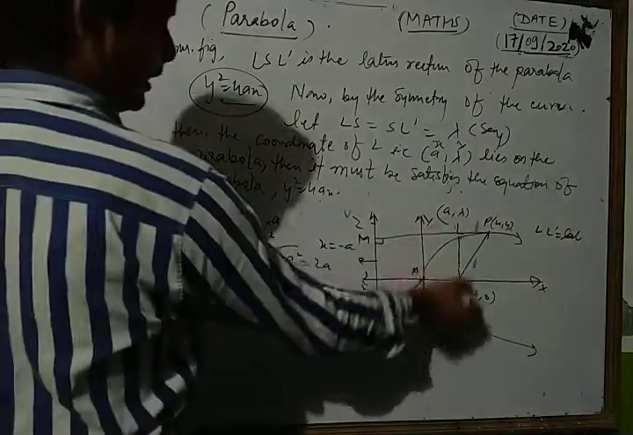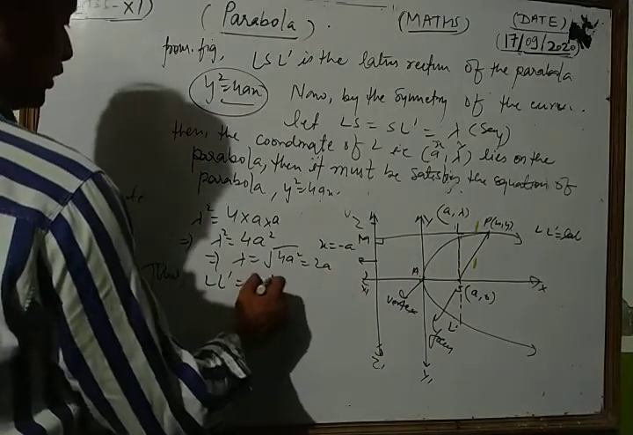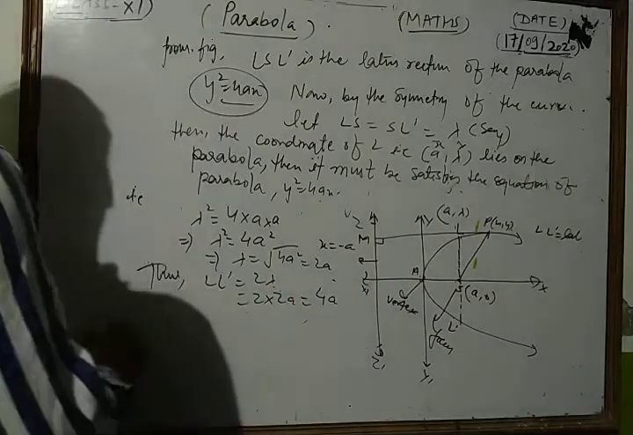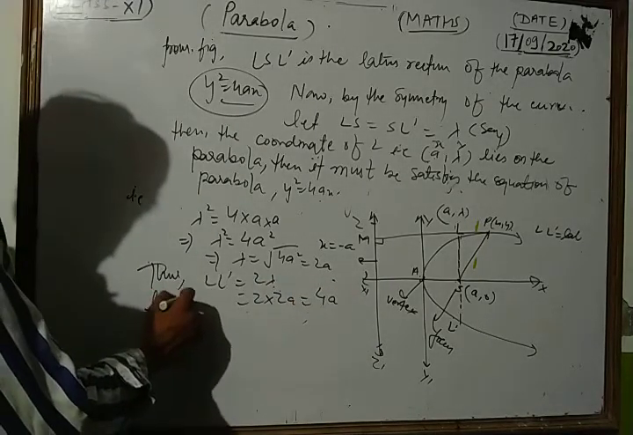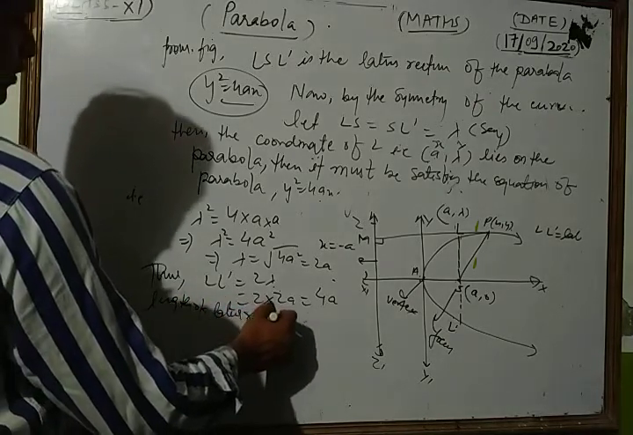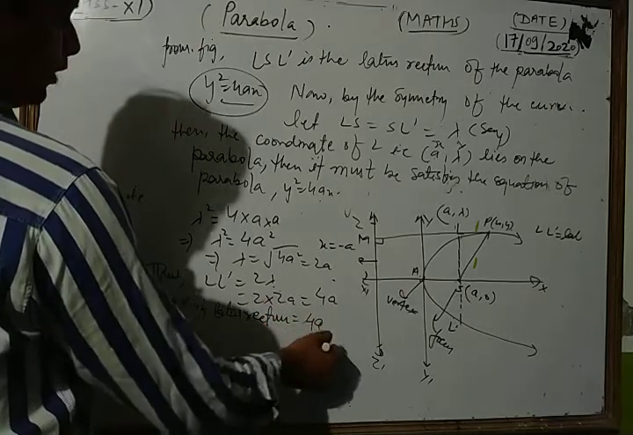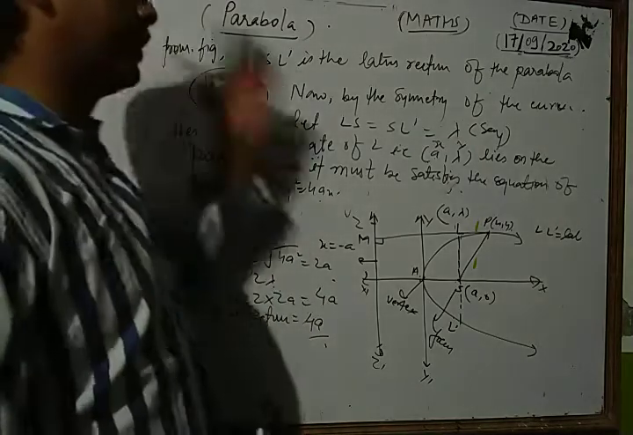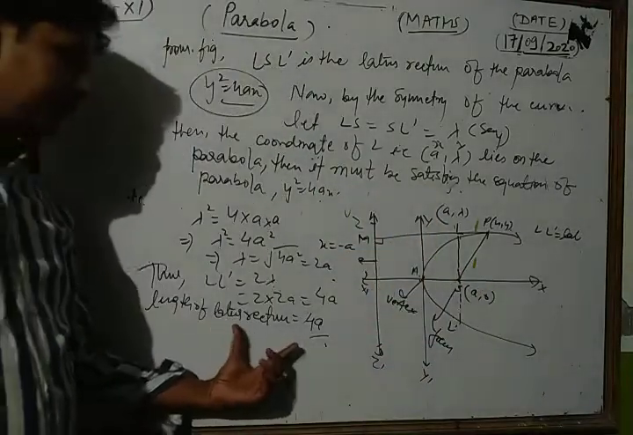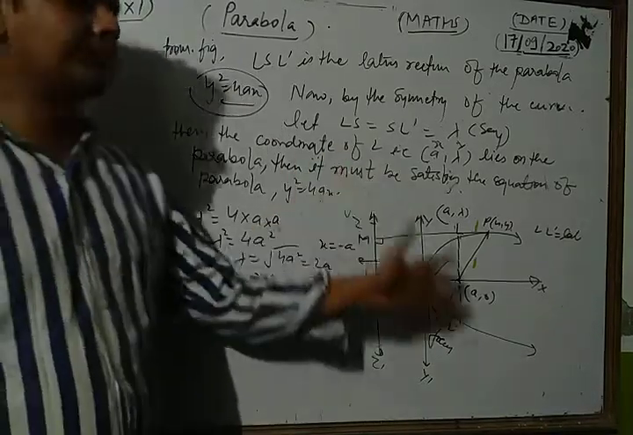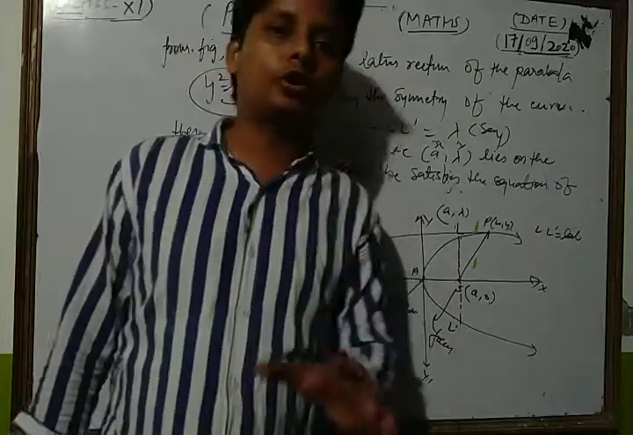Thus, from the figure, the length of the latus rectum LL dash is equal to 2 into lambda. So 2 into lambda is 2 into 2a, that is 4a. So in this way the length of the latus rectum is 4 into a. Thus, dear students, we find the length of the latus rectum, which is equal to 4a. So this is the concept of the latus rectum of the parabola, which is a very important topic for that chapter.